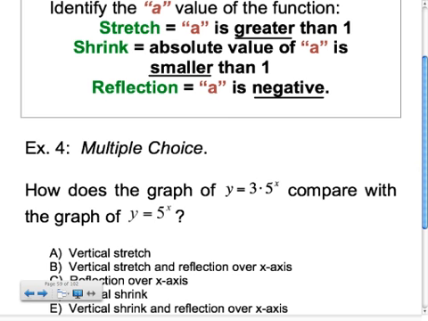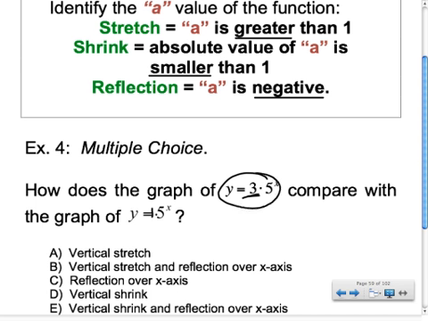Example 4 says, how does the graph of y equals 3 times 5 to the x compare with the graph of y equals 5 to the x? Well, again, identify your a value. The a value here, since I don't see it as a 1, is 3. The a value is greater than 1, so this has to be a stretch. It's not negative, and the absolute value of a is not smaller than 1. So this is very simply a vertical stretch.